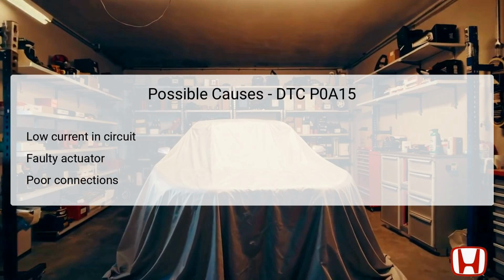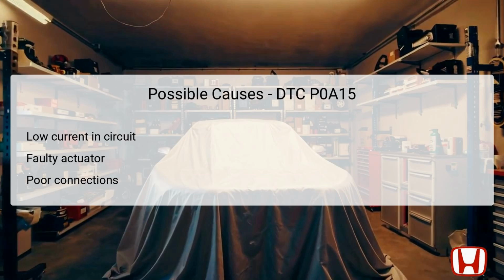Several factors may lead to the triggering of DTC P0A15. A primary cause is a low current in the actuator control circuit, which might stem from a damaged wiring harness or faulty connections. Additionally, the engine mount actuator itself could be malfunctioning or deteriorated, failing to respond to the control signals.